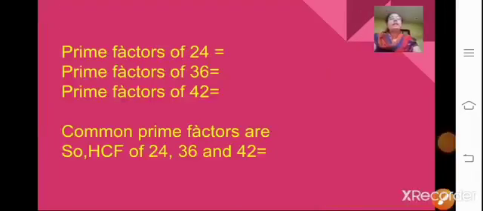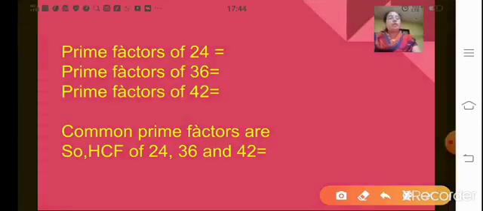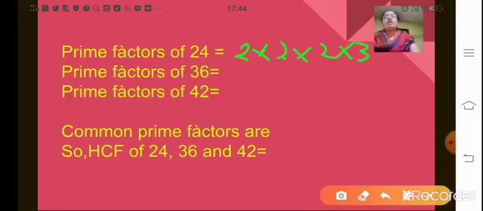Let us write the prime factors of all the three numbers, that is 24, 36 and 42. So what were the prime factors of 24? That is 2 into 2 into 2 into 3. The prime factors of 36 were 2 into 2 into 3 into 3, and the prime factors of 42 were 2 into 3 into 7.